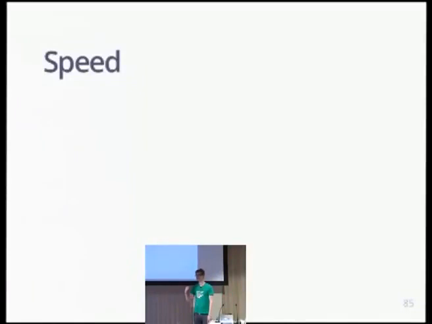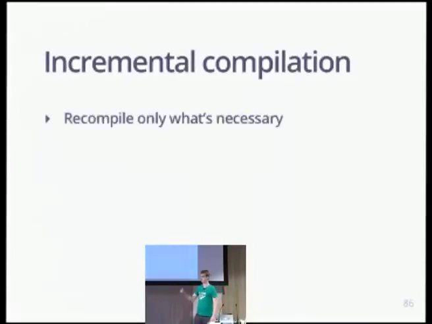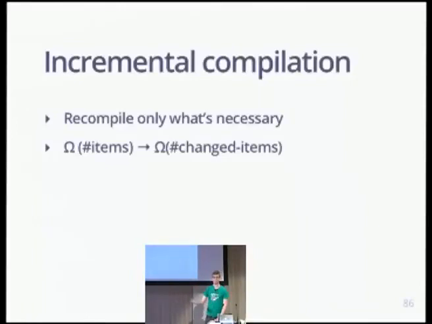But there's still some techniques to improve that. For example, incremental compilation, basically meaning you only recompile what's necessary. So that reduces the complexity from linear in the number of items to linear in the number of changed items, right? That makes it look trivial, so you only go look for the changed pages and recompile those, but that's not enough. So I have a few scenarios.